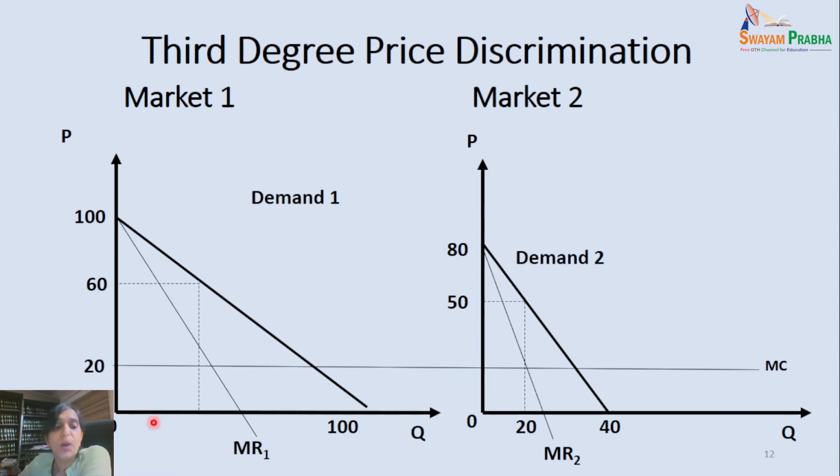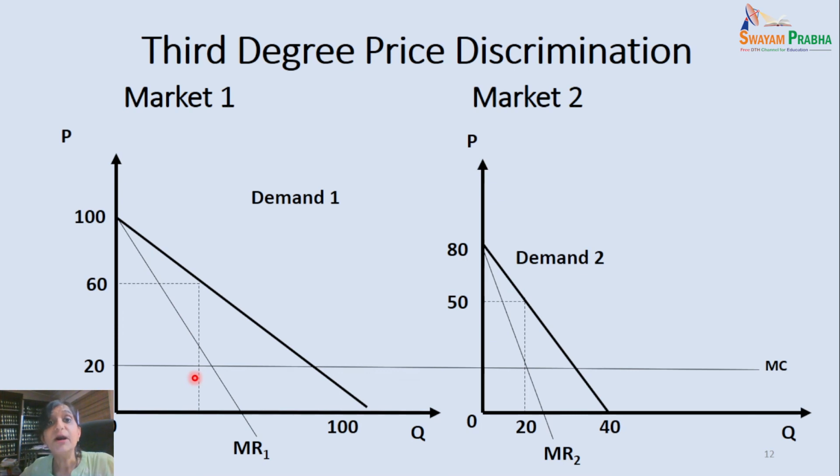Okay, so what this does is it equates MR1 equal to MC and MR2 equal to MC. The point where they become equal, we say that is your equilibrium level of output. So you will get Q1 in market 1, Q2 in market 2. That will determine the quantity to be sold in market 1 and the quantity to be sold in market 2, and then you determine the individual prices by seeing their demand curves.